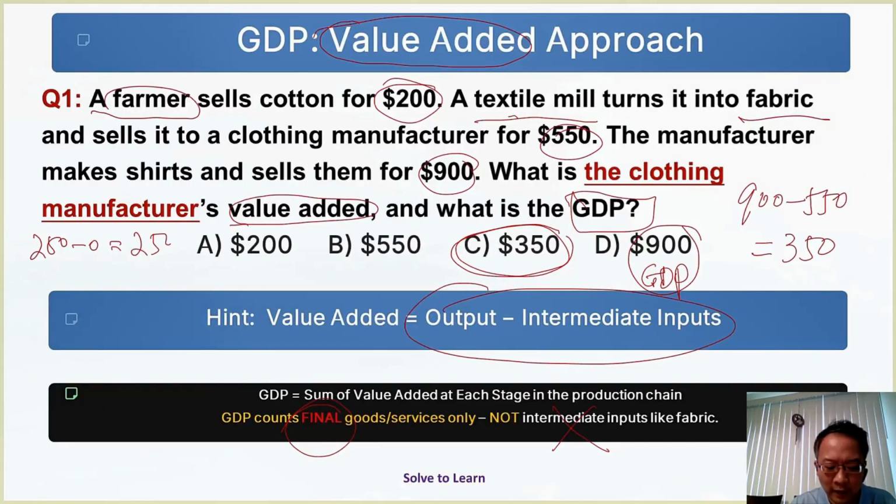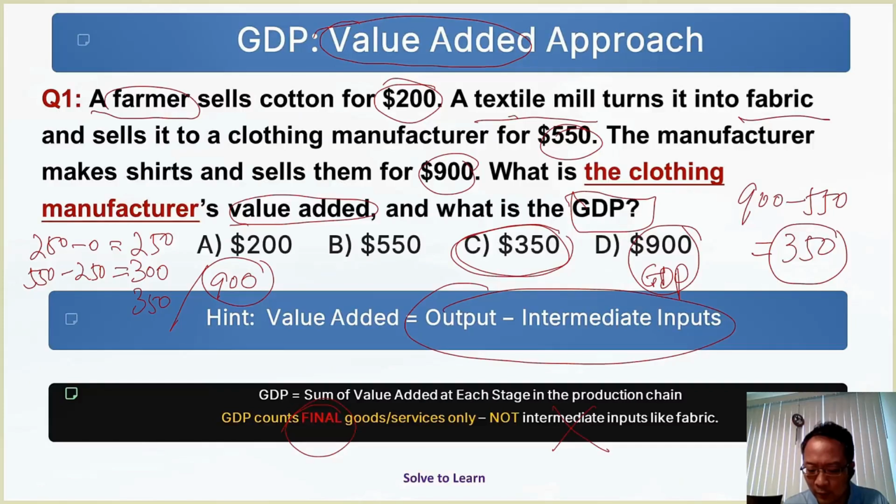Alright, so for the textile mill, how much value does it add? It's 550 minus 250, that's 300. So how much value does the garment factory add? We just calculated it. 350. 900 minus 550 is 350. Now, if we add these three value-added amounts, 250 plus 300 plus 350, it adds up to 900. So similarly, we can see that the GDP in the end is just 900.